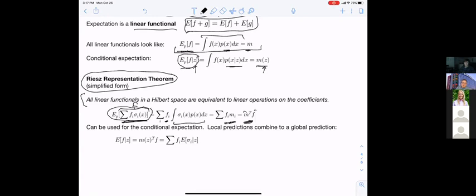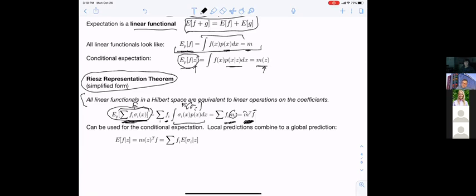And again, this f is not meant to be the function, this is the vector of coefficients. But there's this operation here on the coefficients, which did the same thing as this linear functional on the original function. And if you look at what these m_i's are, this here is the expectation of sigma i. So if I know the expected output of my basis functions, I can calculate the expected output of any combination of those bases just using a vector operation.